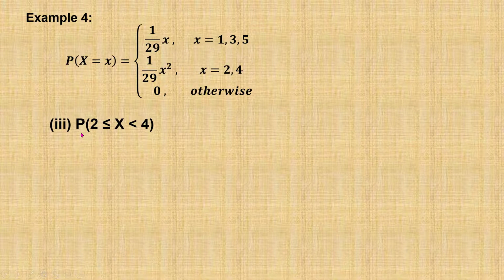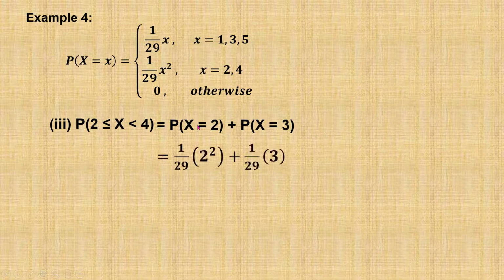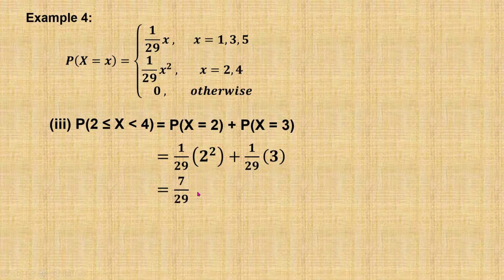Next, the probability of x between 2 to 4 included 2 but not included 4, which means that x is equal to 2, x is equal to 3, but x is not equal to 4. When x is equal to 2, the probability is 1 over 29 times 2 power 2. When x is 3, the probability is 1 over 29 times 3. So the answer is 7 over 29.